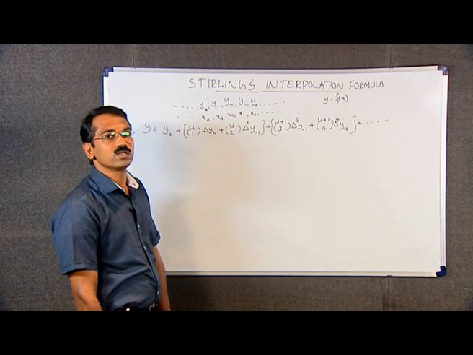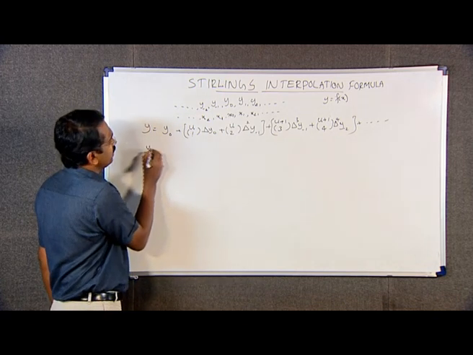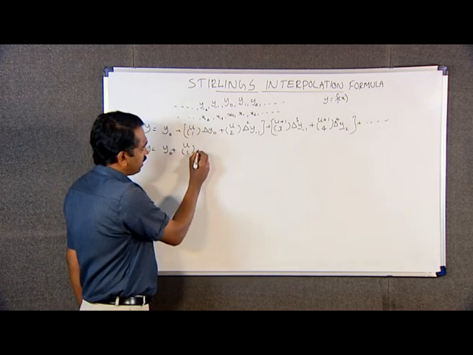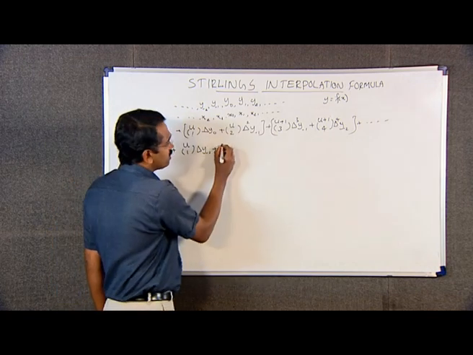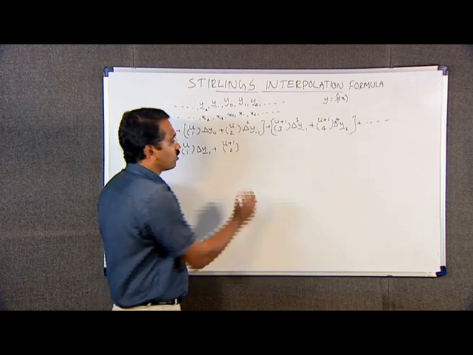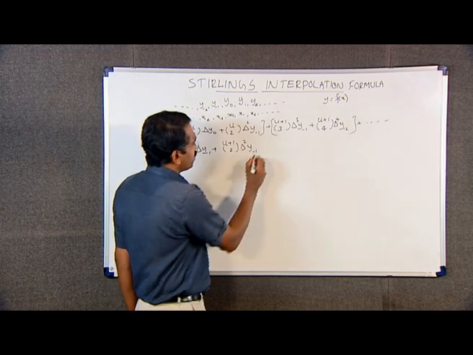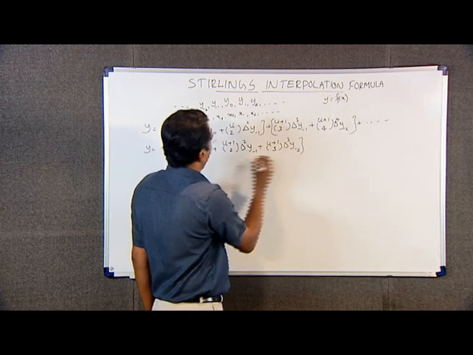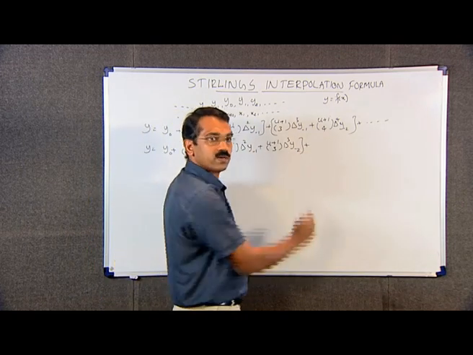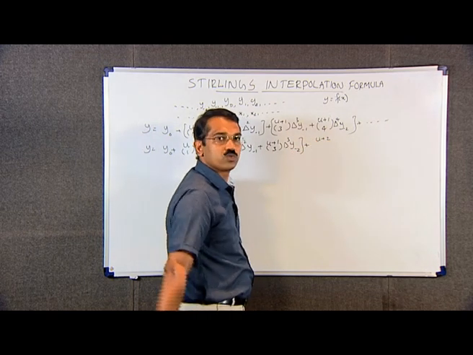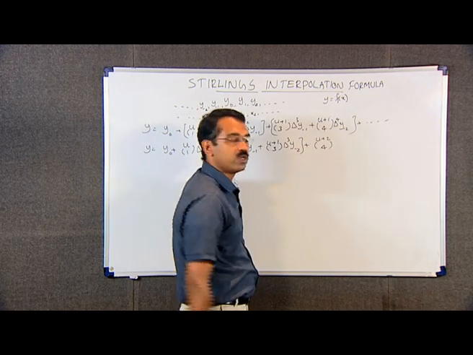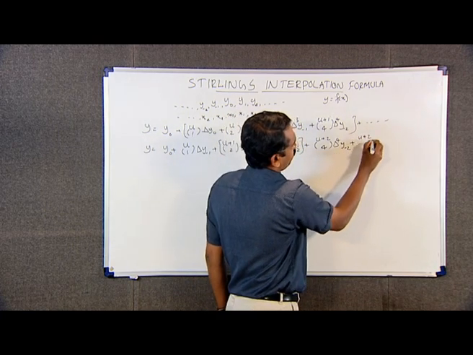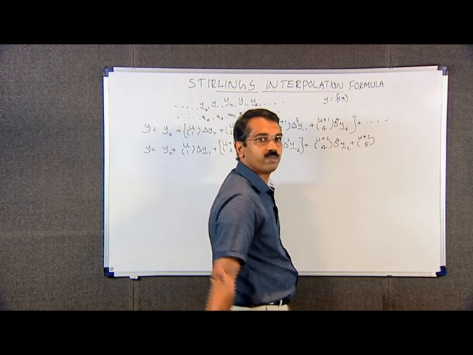And the Gauss backward interpolation formula is y is equal to y0 plus uc1 into delta y minus 1 plus u plus 1 c2 into delta square y minus 1 plus u plus 1 c3 into delta cube y minus 2 plus u plus 2 c4 into delta raised to 4 y minus 2 plus u plus 2 c5 into delta raised to 5 y minus 3 plus etc.